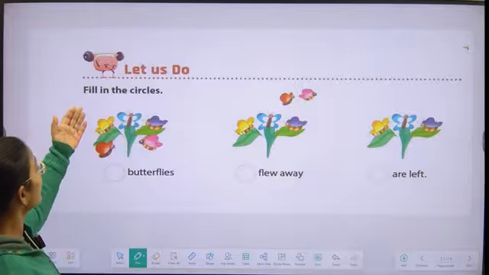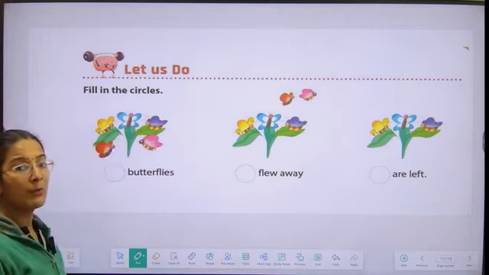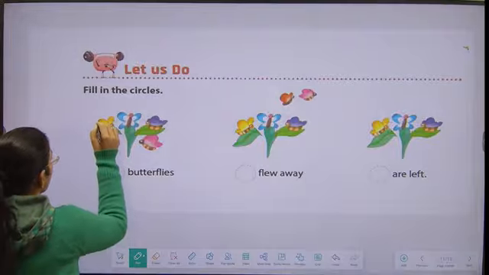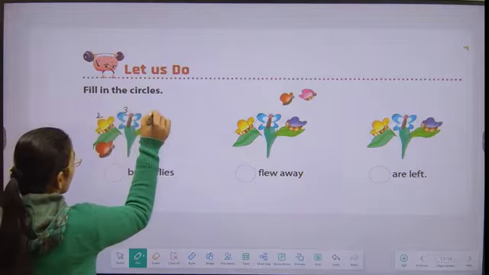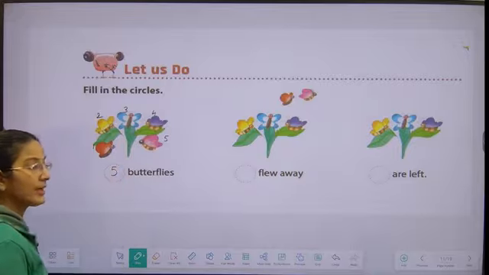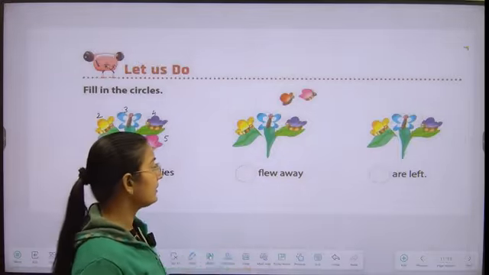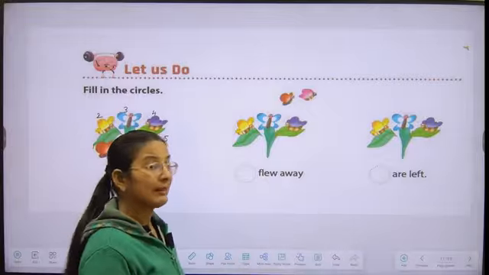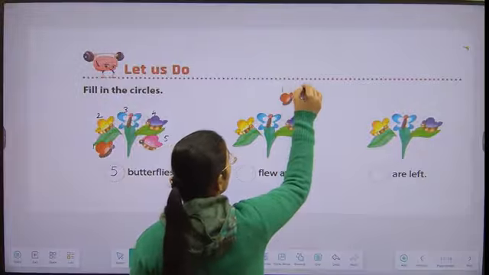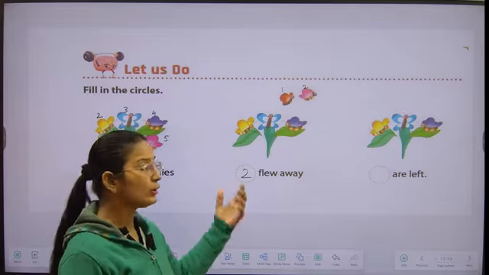We have to fill in the circle. Now we have to count in the picture how many butterflies we are having. Let's start counting with me. 1, 2, 3, 4, 5. So we can write 5 for this. How many butterflies are we having? 5 butterflies. Now what is happening? Dash flew away. कितनी butterflies उड़ गई? Let's see. 1, 2. 2 butterflies flew away. So we have to write 2 in the circle.